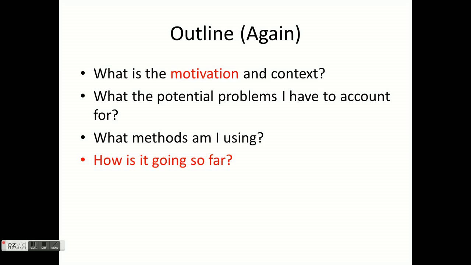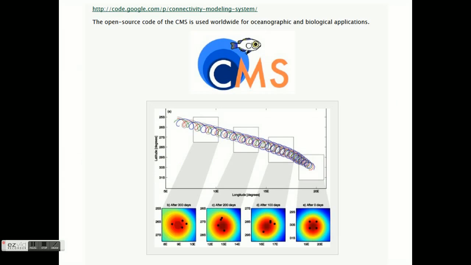Because of a question Tommy asked at the end of my last presentation, it became clear to me that I hadn't really explained the motivation for me doing any of this, so I thought that I'd spend at least a minute doing that now. The CMS, or Connectivity Modeling System, is some open source code that's developed by a scientist in Claire Paris's lab at Erasmus.